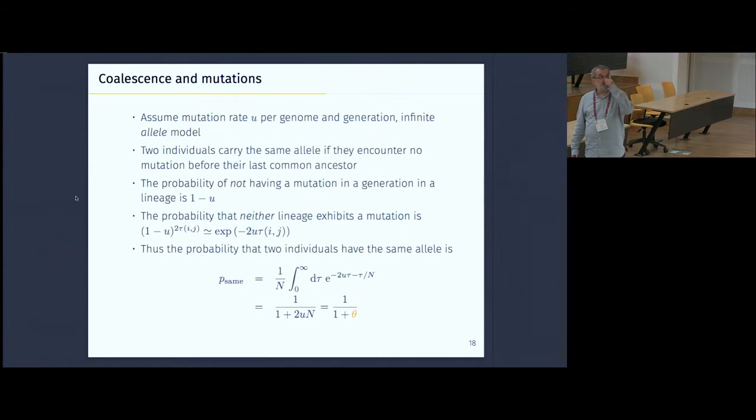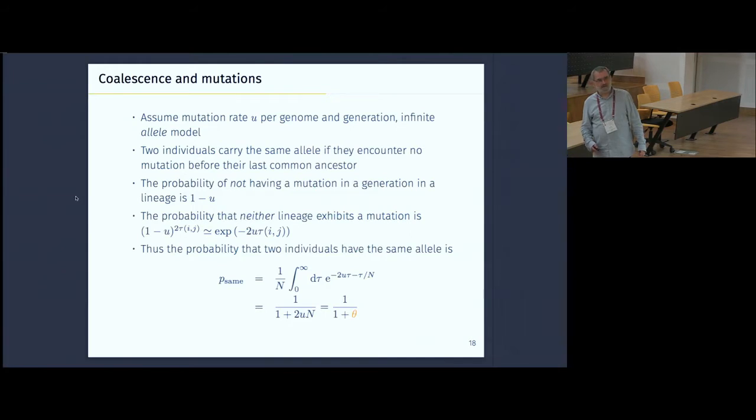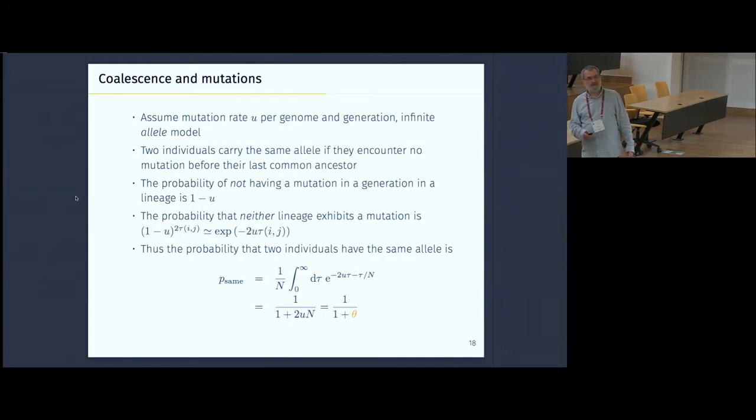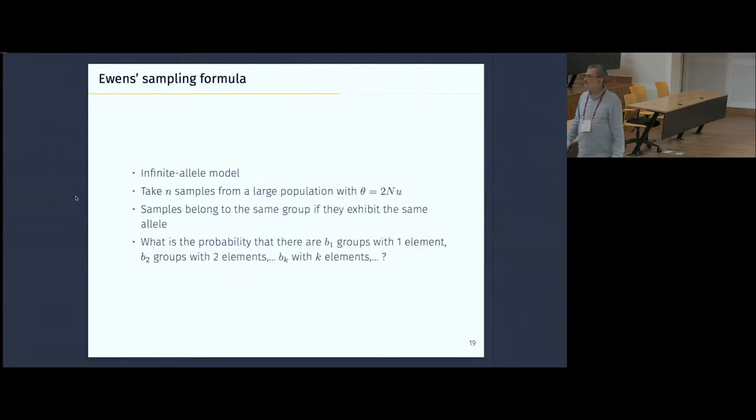Coalescence and mutations, this calculation I have already done, I think. We get that the probability that you end up with the same allele is given by 1 divided by 1 plus theta. But what happens if we have samples from a large population with a given value of theta, and say that samples belong to the same group if they happen to have the same allele? Now I am going from the infinite site model to the infinite allele model. Whenever there is a mutation, it's a new allele, right? So this is slightly different.